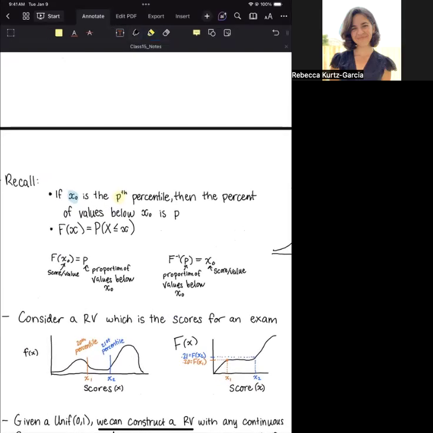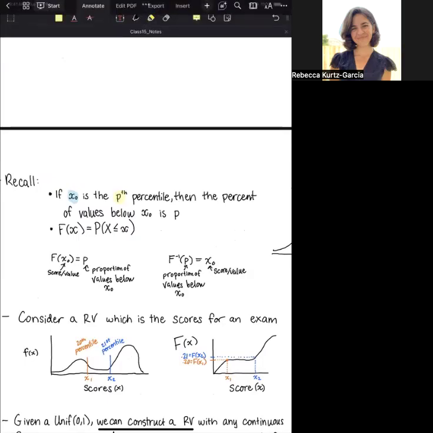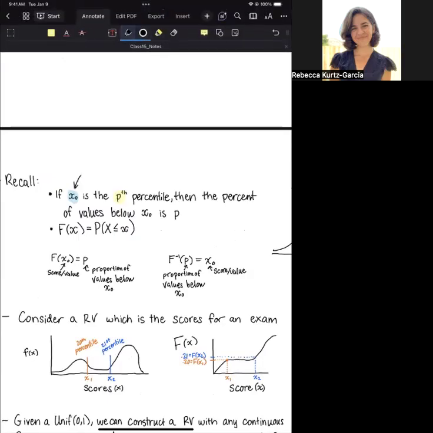That means their particular score had p percent of values below it, if it was the pth percentile. So that score is the pth percentile. So that's how we think of percentiles.